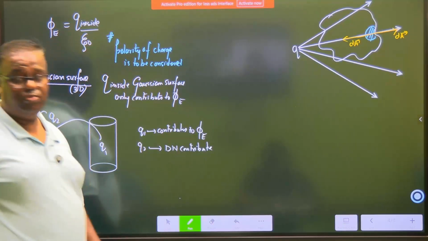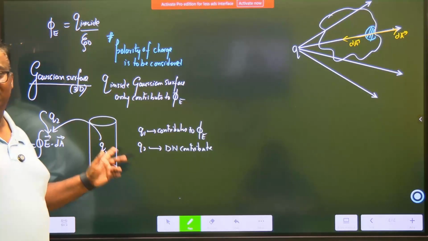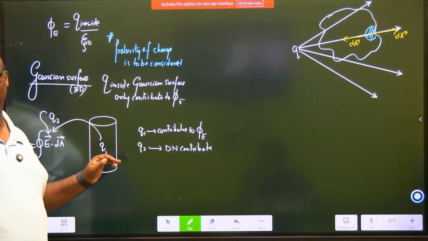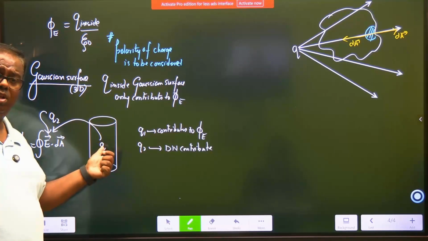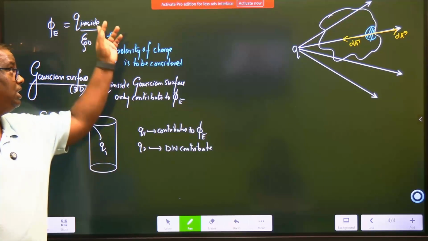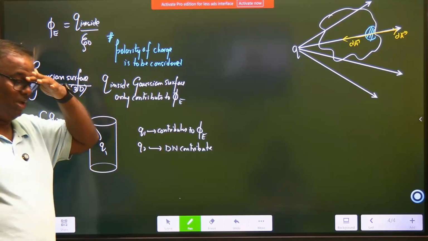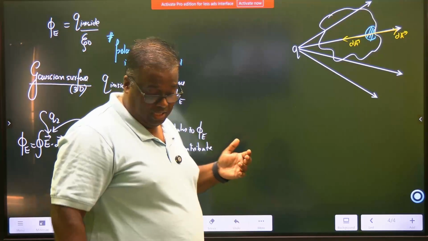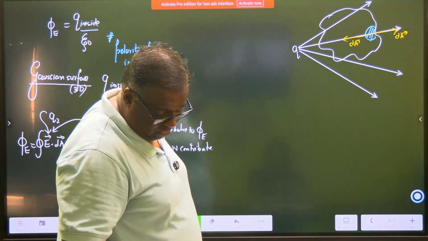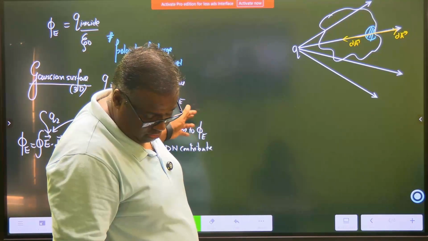It means you have Q1 positive inside. If there was a negative Q1 inside as well, the flux would have been 0 because Q net would have been 0. Plus 5 coulomb and minus 2 coulomb. What is Q net? 3 coulomb. 3 by epsilon naught it will be. So we say the polarity has to be considered. And electric field, this I have said: net flux through the 3D surface depends on net charge inside, and the electric field will be net due to everything.